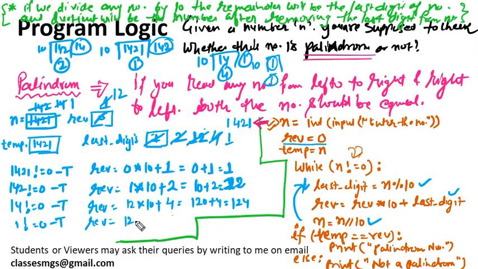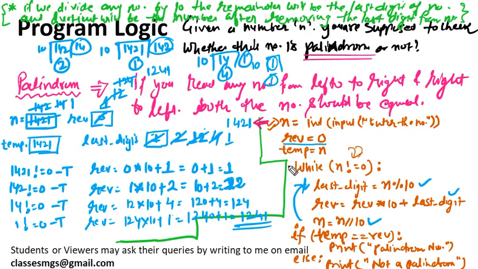Reverse value is 124. So 124 into 10 plus last digit, which is 1. So 1240 plus 1 will be 1241. So reverse becomes 1241.